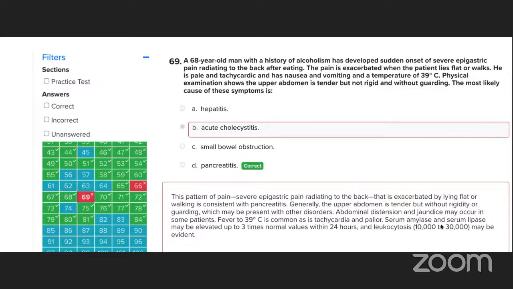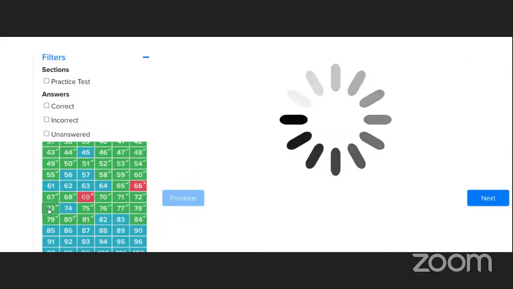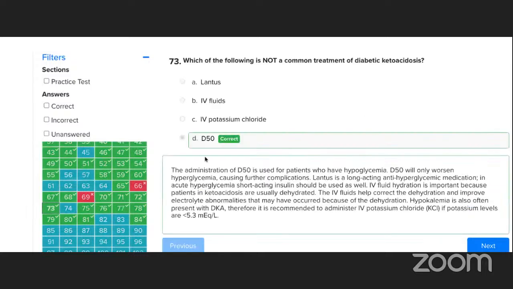All right, so we just have two more to go, 73 and 77. 73. Which of the following is not a common treatment for diabetic ketoacidosis? D50 is not used to treat diabetic ketoacidosis. The administration of D50 is used for patients with hypoglycemia, low blood glucose. D50 will only worsen hyperglycemia. Diabetic ketoacidosis is high blood glucose, which is hyperglycemia.